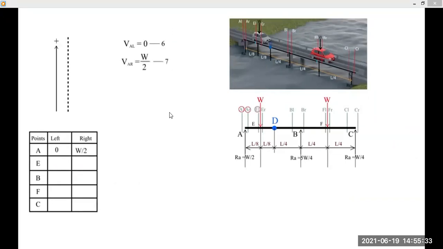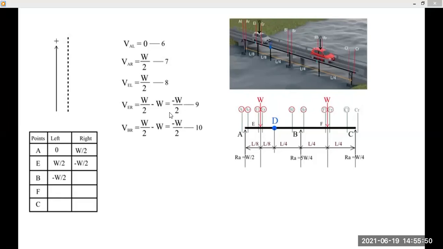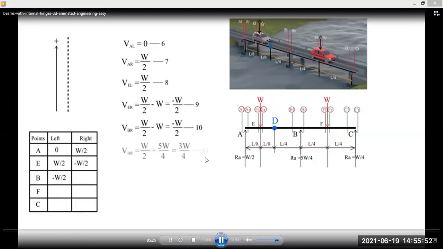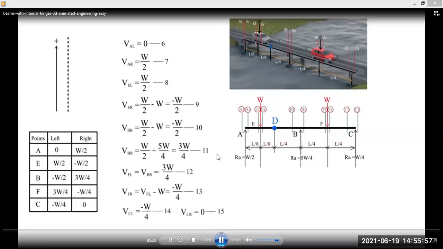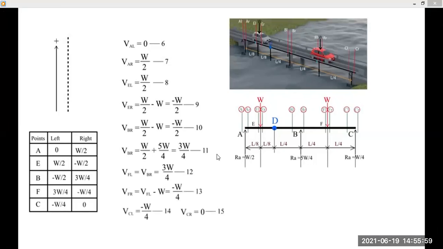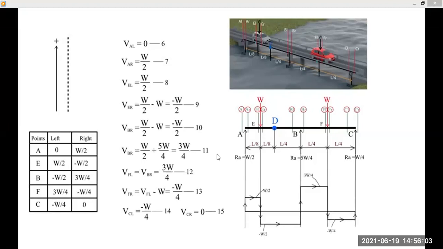For section EL, shear force will be given by equation 8. For section ER, shear force will be given by equation 9. For section BL, the shear force will be given by equation 10. Similarly, for sections BR, FL, FR, CL and CR, shear force will be given by equations 11, 12, 13, 14 and 15 respectively. Since there are only point loads acting on the beam, the shear force diagram will be drawn as shown.